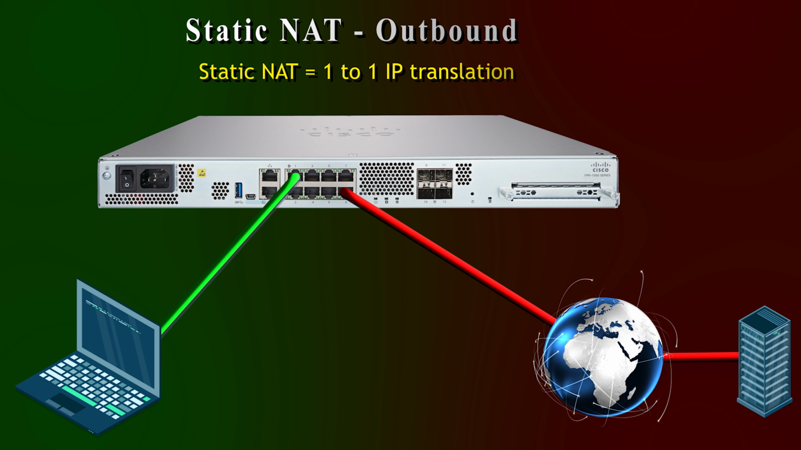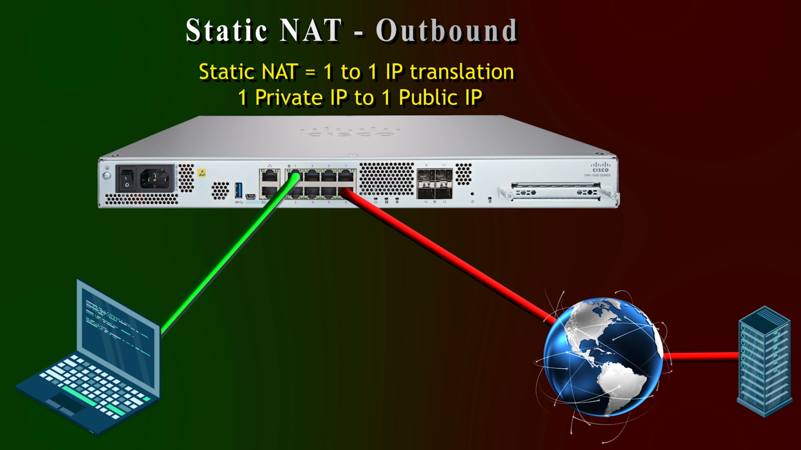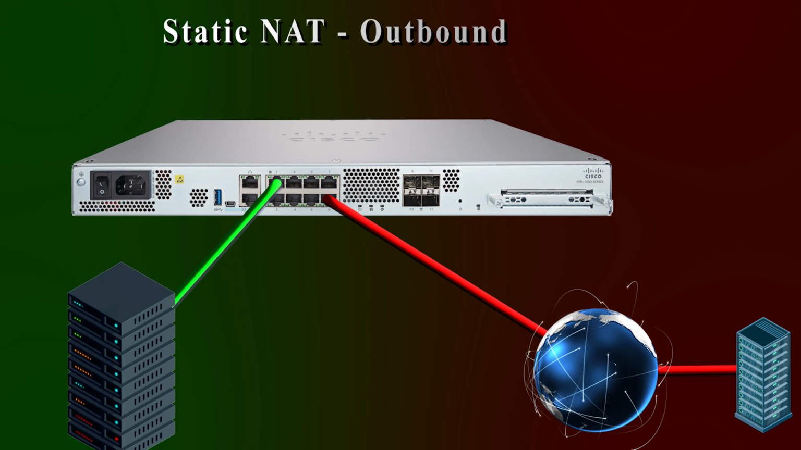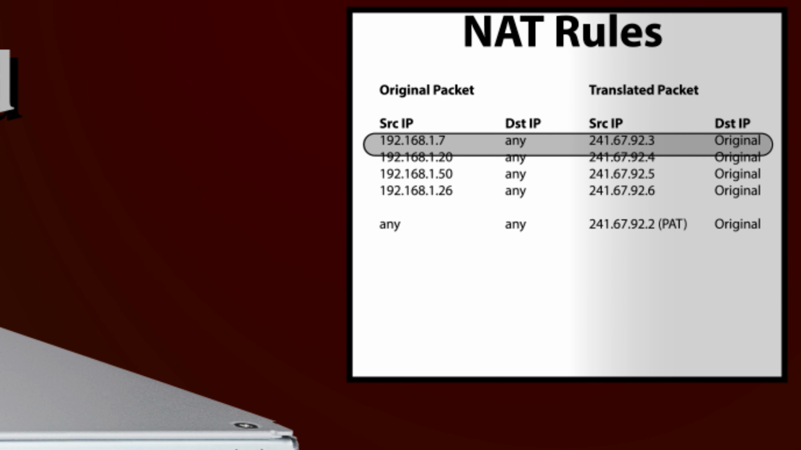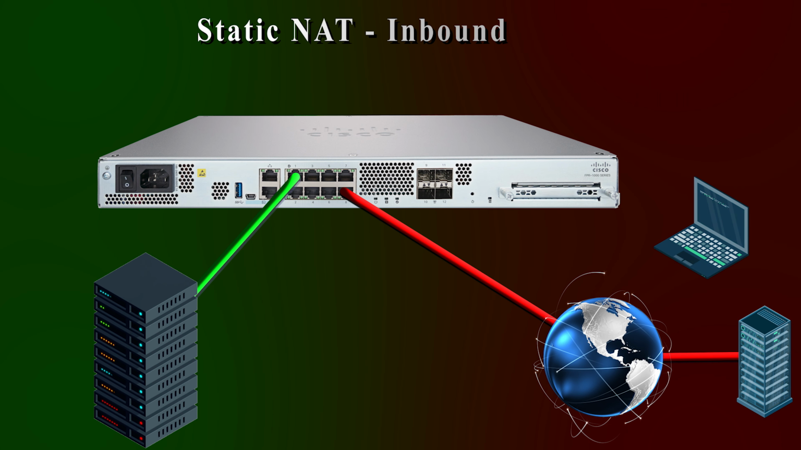Finally, in our NAT journey, let's look at static NAT. Static NAT is one-to-one IP translation, and in our case, one private IP to one public IP. So our web server goes out to another web server on the internet, and outbound traffic looks the same as PAT, except the firewall does find a rule and translates 192.168.1.50 to 241.67.92.5.